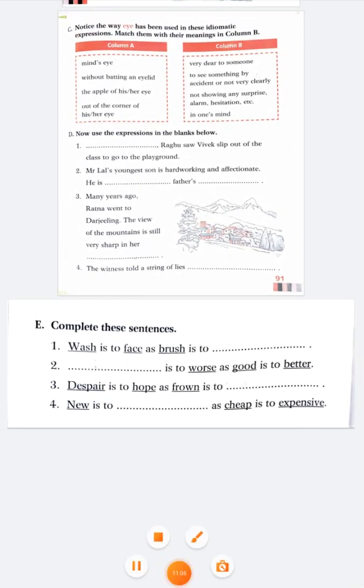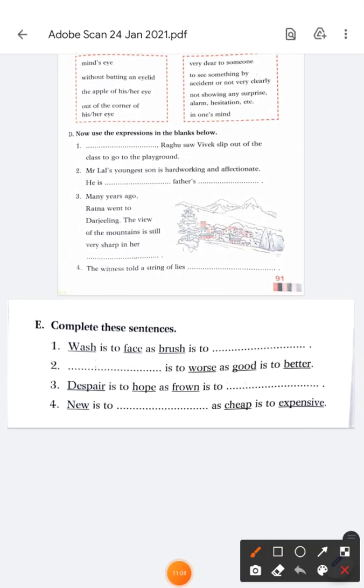Now, lovely. Wash is to face as brush is to teeth. We wash face and we brush teeth. Dash is to worse as good is to better. We use three degrees of comparison: good, better, best. Good is the first degree, better is the second, worse is the second, so the first will be bad.